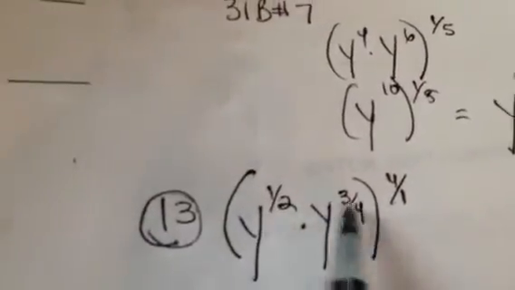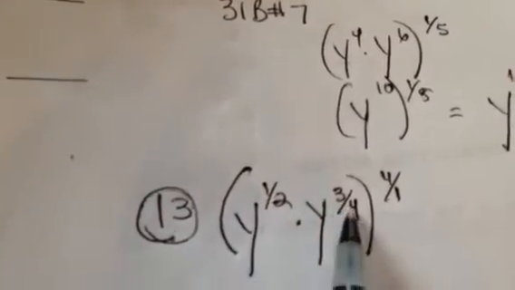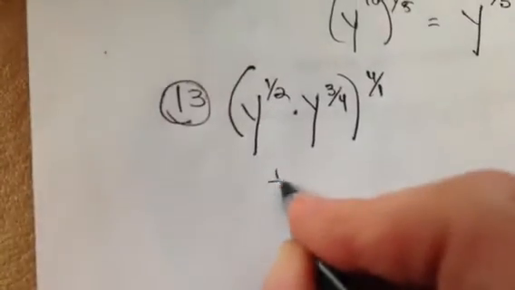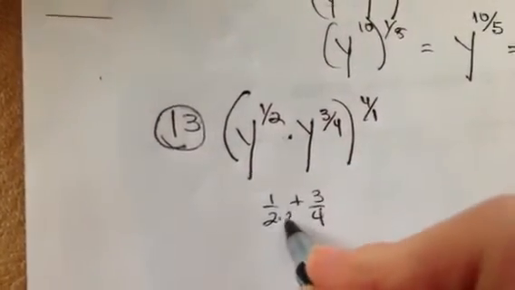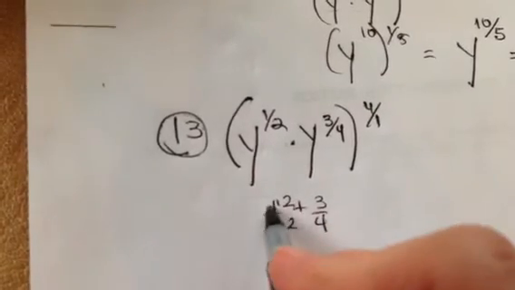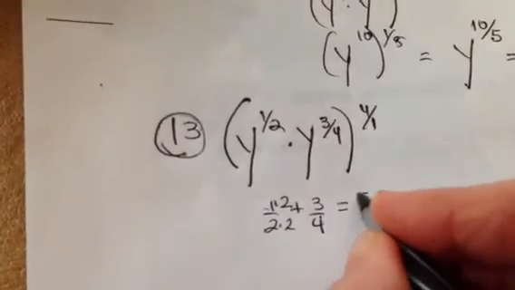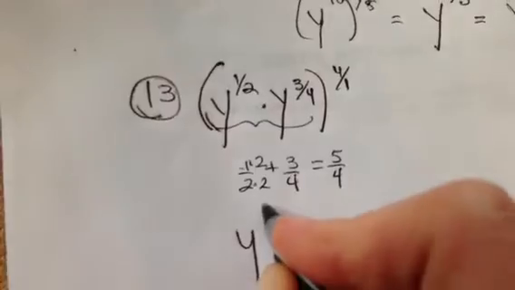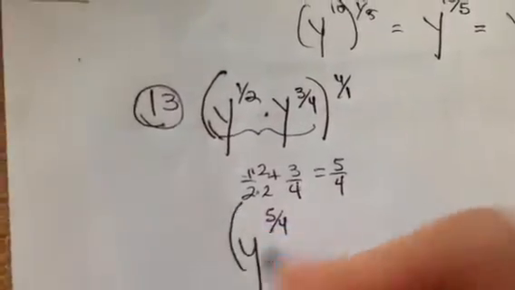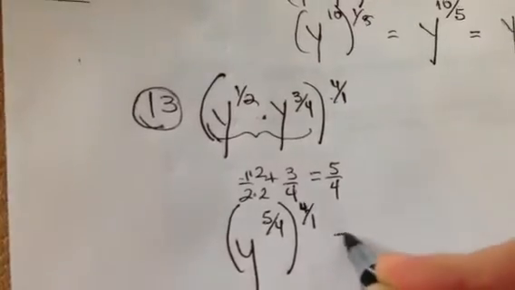Now, you can use a calculator if you have problems adding fractions, but basically we're going to want to add 1/2 and 3/4. So I'm going to do it down here. So enter that either in your calculator, or, you know, notice when you add you have to have a common denominator, so that's going to give me 2/4 plus 3/4, which is 5/4. So right here, this gives me y to the 5/4. All of that is still to the 4 over 1.